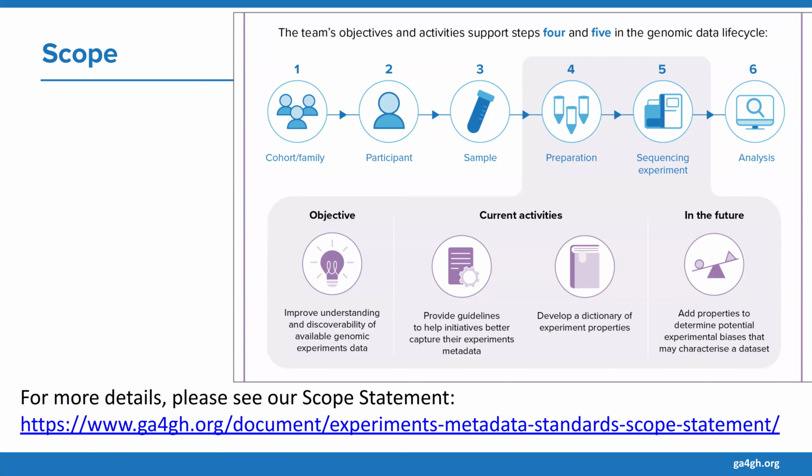So we're not looking into information about the biological samples. This is being tackled by other working groups. And once the results are out of the sequencer, the raw results, the way the data is being analyzed to answer research questions is also out of scope of this checklist. So again, for more detail, I encourage you to look at our scope statement, which is on the GA4GH website.